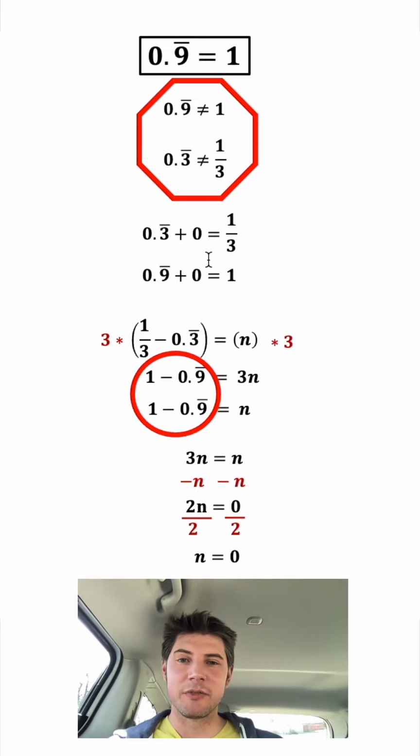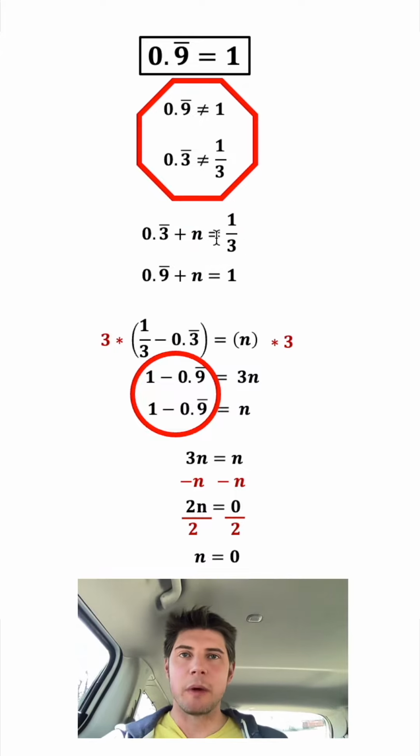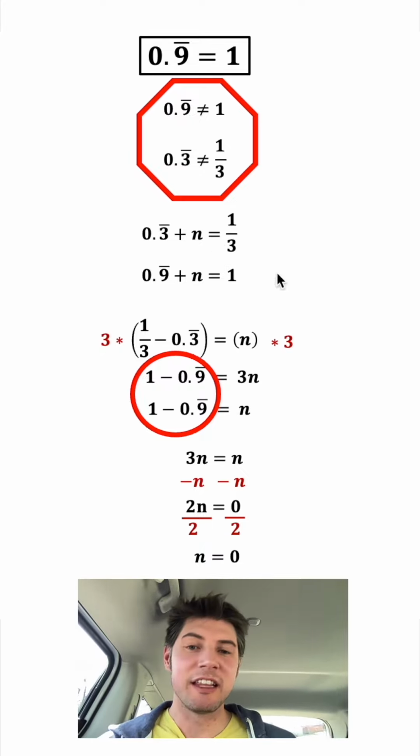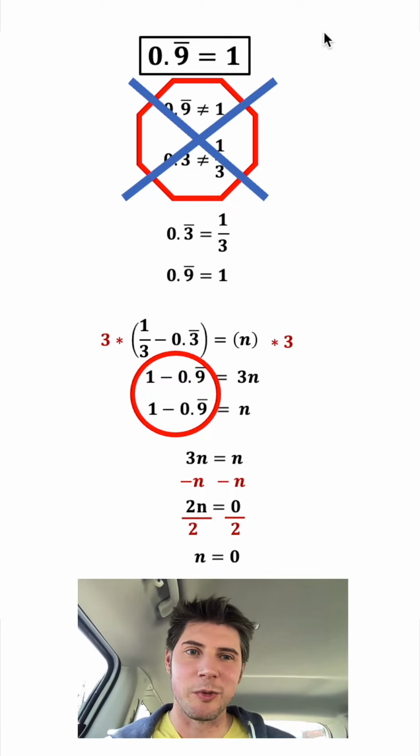So if we plug in 0 for n, then we can just get rid of it, and notice what we have: 0.3 repeating equals 1/3, and 0.9 repeating equals 1. So by making the assumption that there is the smallest possible number in between them, it leads us to concluding that it has to be 0. And that leads me personally to reject this and accept that 0.9 repeating equals 1. How exciting.